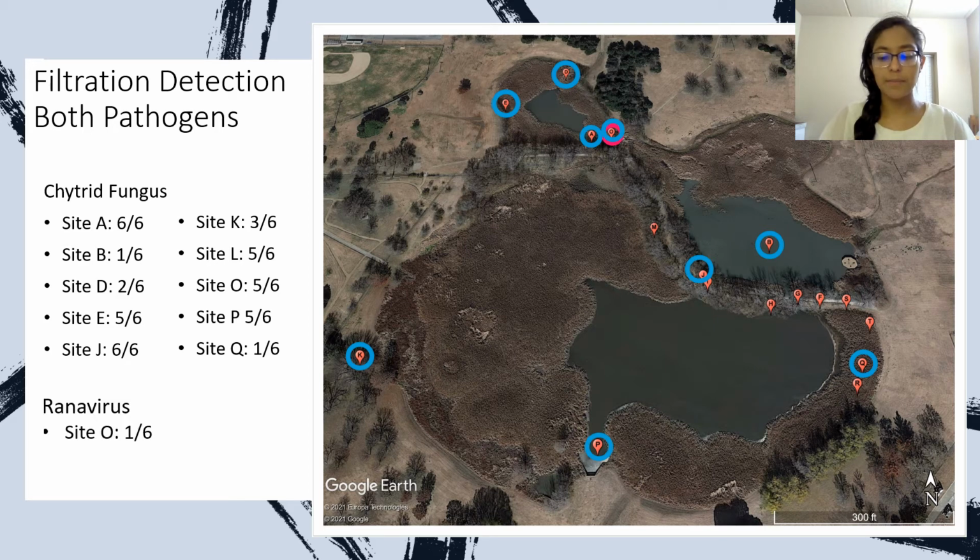replicates at each site. However, ranavirus was only found in 1 replicate at 1 site, so we can already see that there is a huge disproportionality between the number of positive detections for each pathogen, but also between the 2 testing methods we've looked at so far.